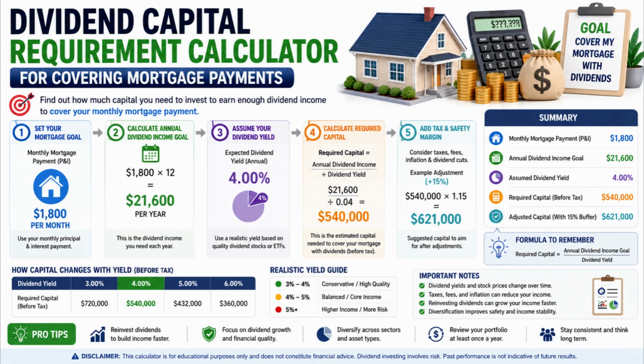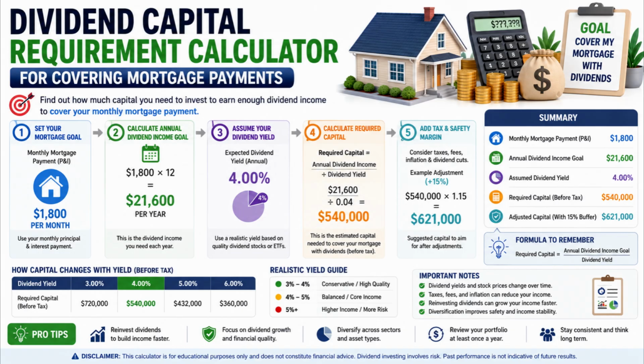Meanwhile, remember that the amount of capital required changes significantly depending on the dividend yield. At a 3% yield, approximately $720,000 would be required. At a 4% yield, the estimated requirement is $540,000. At a 5% yield, the requirement falls to approximately $432,000, while a 6% yield would require around $360,000.